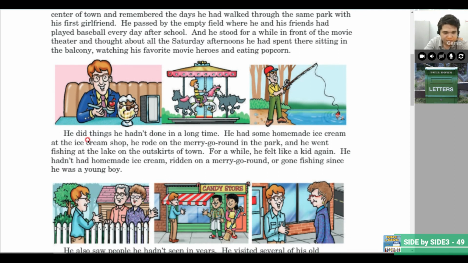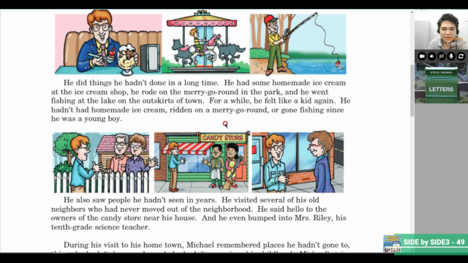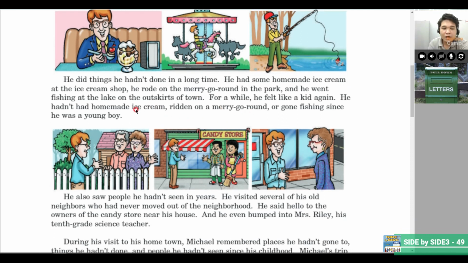He did things he hadn't done in a long time. He had some homemade ice cream at the ice cream shop. He rode on the merry-go-round in the park and he went fishing at the lake on the outskirts of town. For a while, he felt like a kid again. He hadn't had homemade ice cream, ridden on a merry-go-round, or gone fishing since he was a young boy.